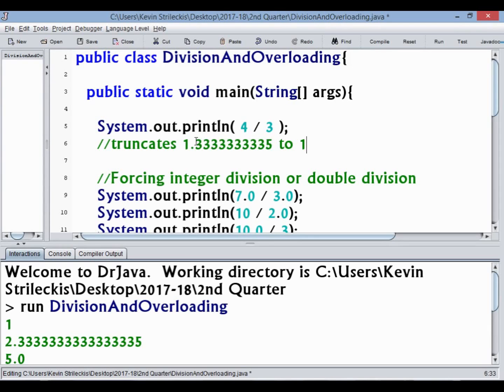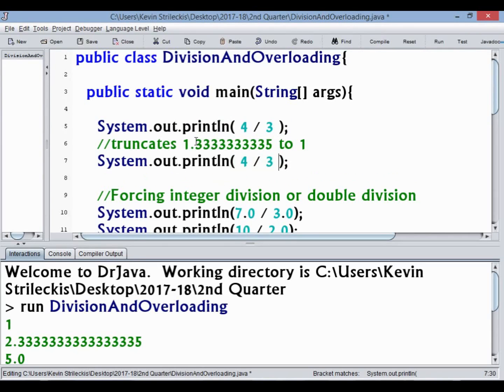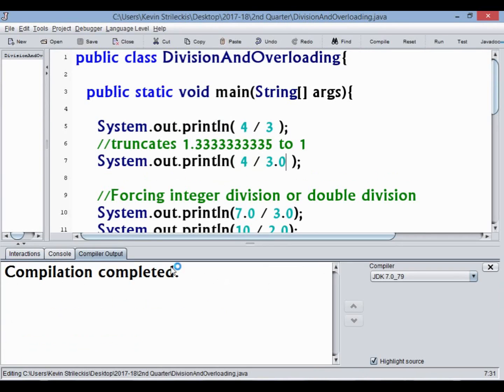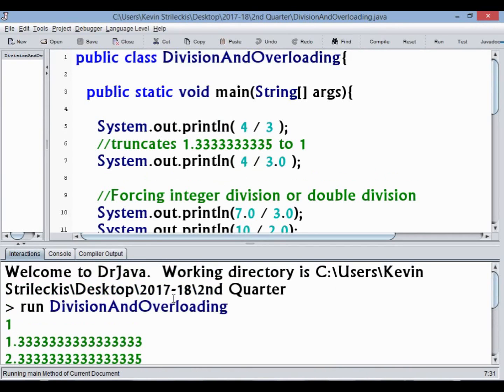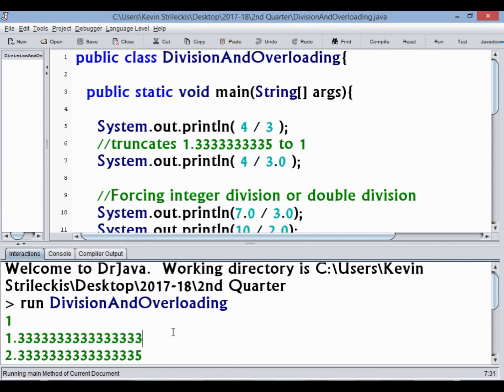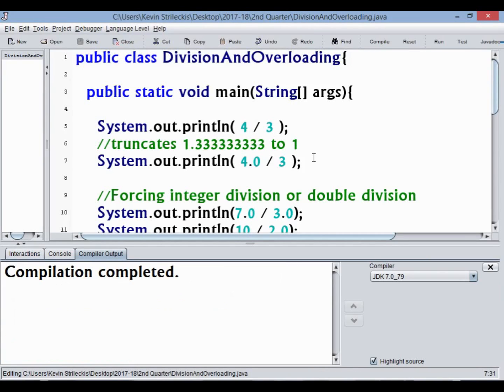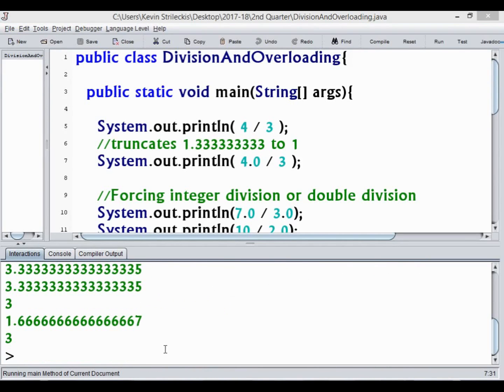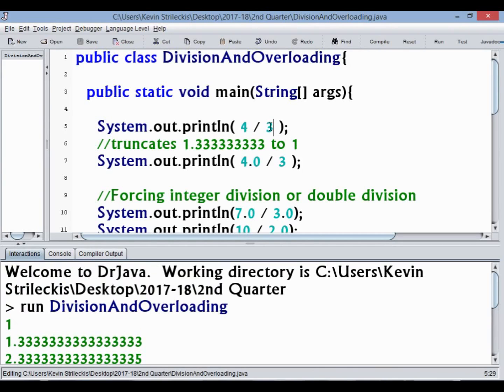Any questions on that? All right, because then the next part is this. Now if one of them is a double, you're going to notice that it actually does print out the double answer. Right there, 1.3333, all that stuff. Whenever you have a double inside the division problem, it'll default to a double division, no matter which one has the double, or if it's both of them. If all involved parts are integers, it goes to integer division. Make sure you have that. It will probably be on the exam.